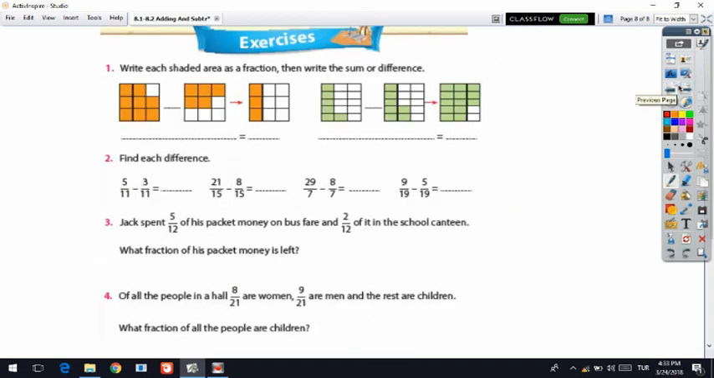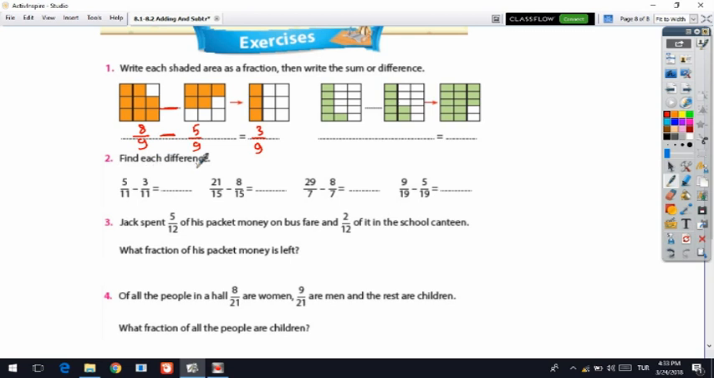Everybody, so we have another one. Write each shaded area as a fraction. Then you write the sum or difference. Everybody, so what fraction is that? 1, 2, 3, 4, 5, 6, 7, 8. This is 8 over 9. After that, 1, 2, 3, 4, 5. This is 5 over 9. So this is 3 over 9. How can we get 3 from 8 and 5? You have to put minus. You have to put the subtraction symbol between them. That's it. Also, you do like that.